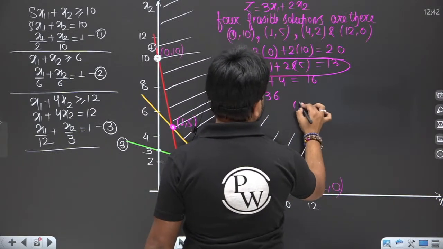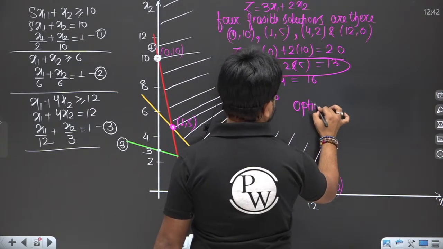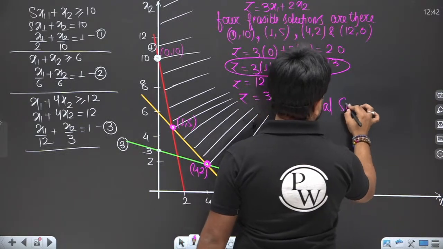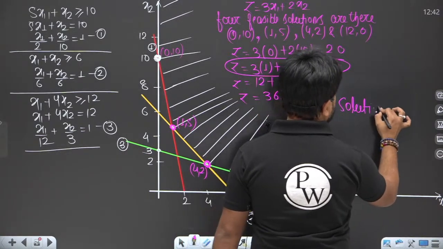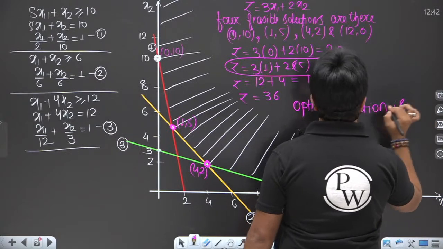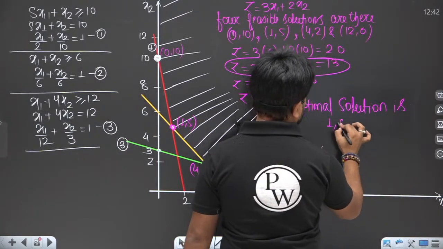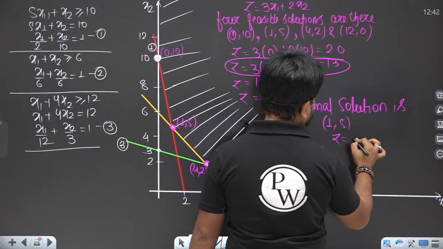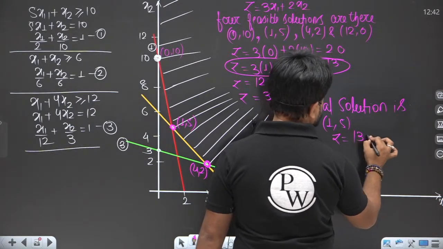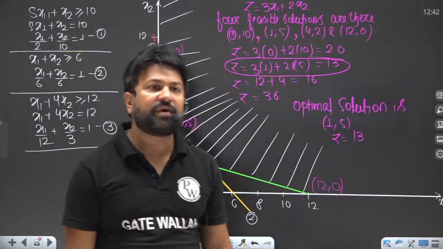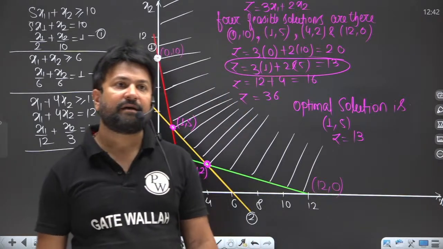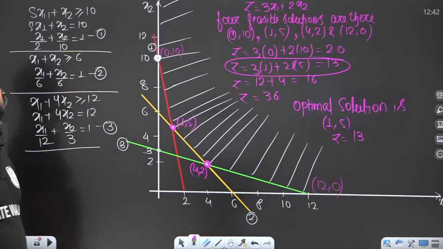So the optimal solution is 1 comma 5, Z equal to how much? 13. Z equal to 13. Right? Clear? Yes or no?